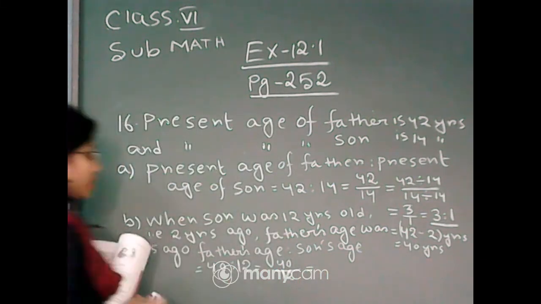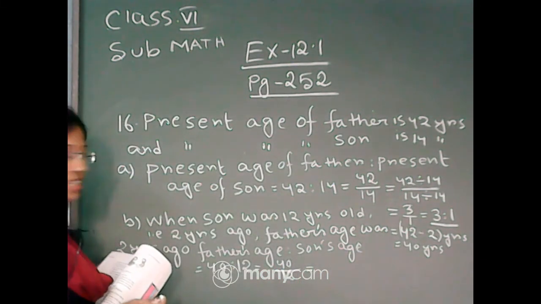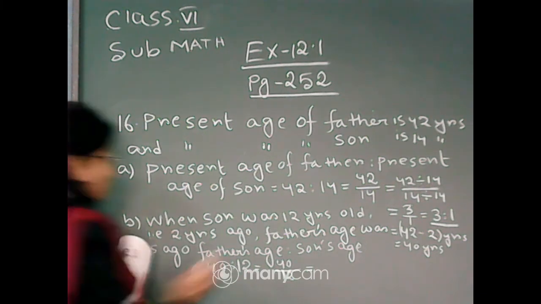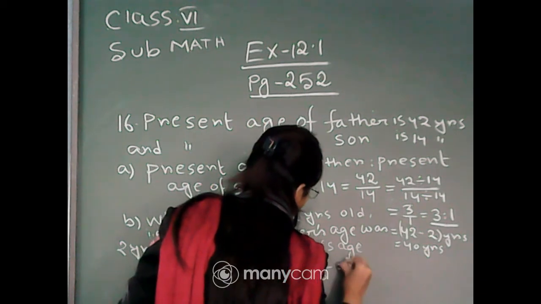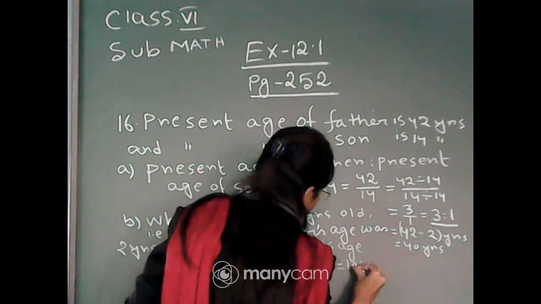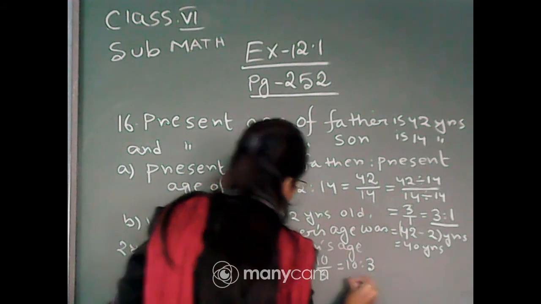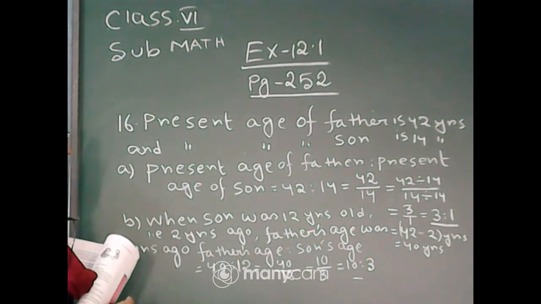Now we divide both the numerator and the denominator by 4 and we get the required ratio is 10 is to 3. The ratio is 10 is to 3.